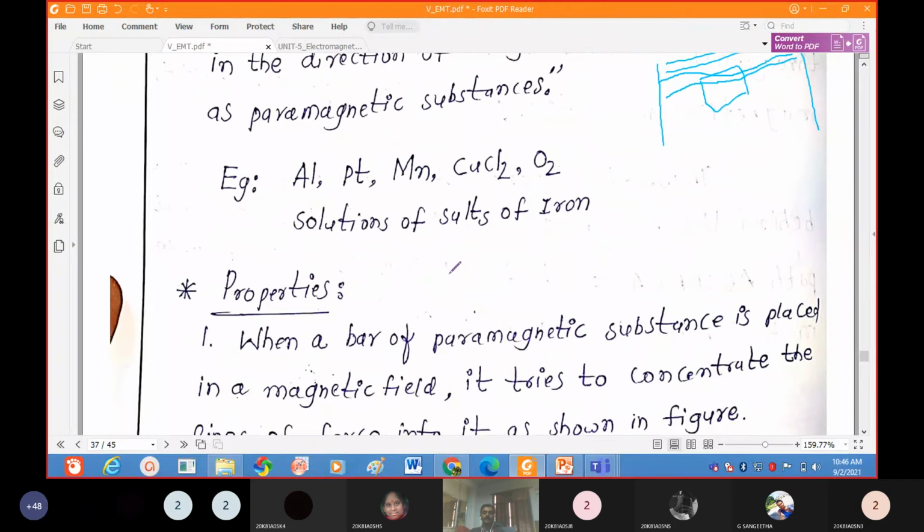Examples of paramagnetic materials are aluminum, platinum, Mn, CuCl2, O2, and solutions of iron salts. Iron salt solutions are also examples of paramagnetic material.